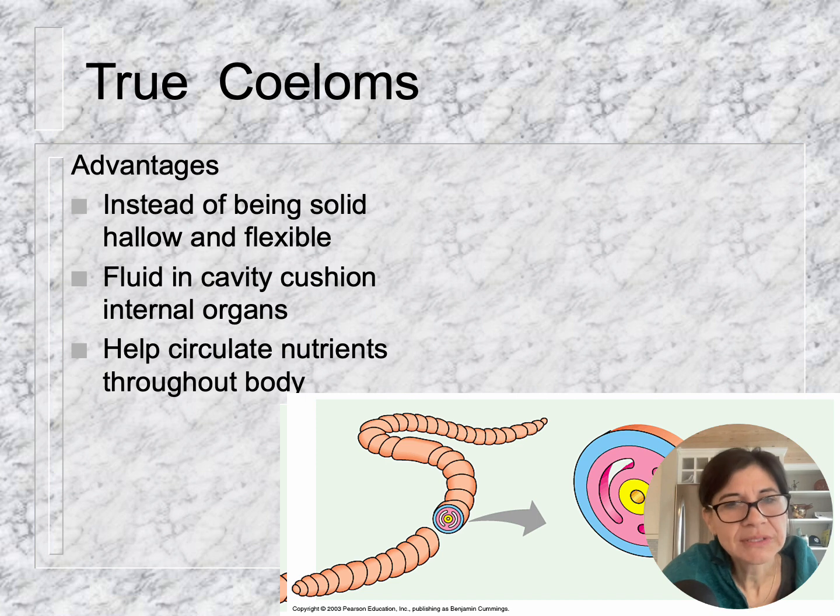Now we have the true coelomates. The true coelomates have a real body cavity, meaning it's surrounded by mesoderm on both sides. The advantage of this body plan characteristic is that instead of being solid, by being hollow, it allows the organism to be more flexible. In the coelom, there's fluid, and that's where the organs are. So for example, us, we have a coelom. Our organs, our kidneys, our heart are in our body cavity, right? We don't have mass the whole way through. And that fluid in the coelom helps circulate nutrients.